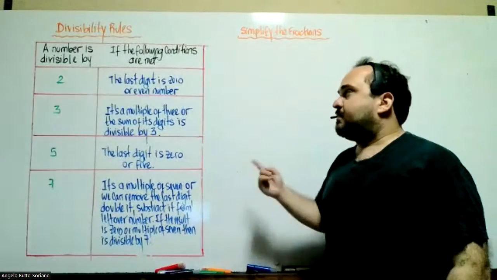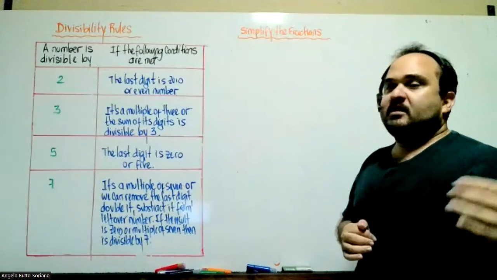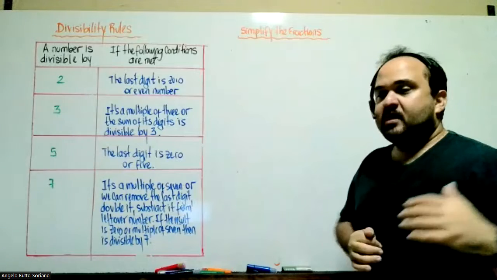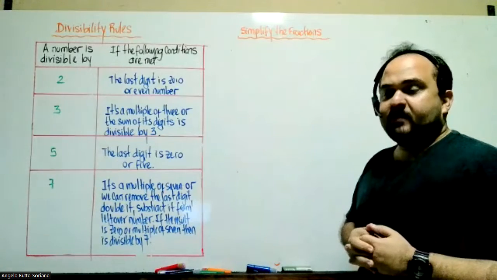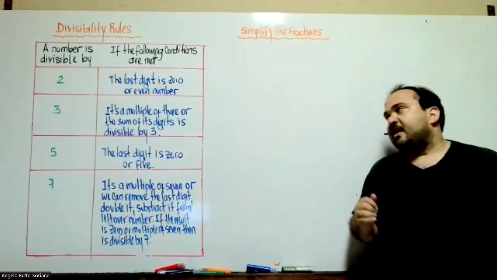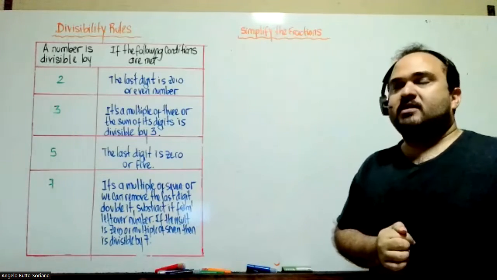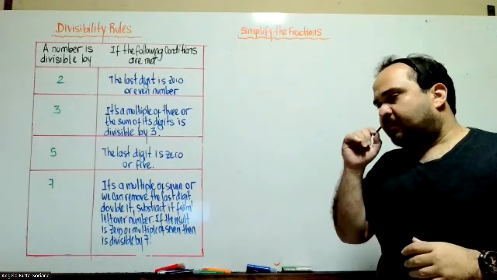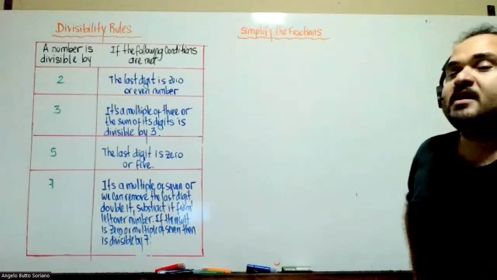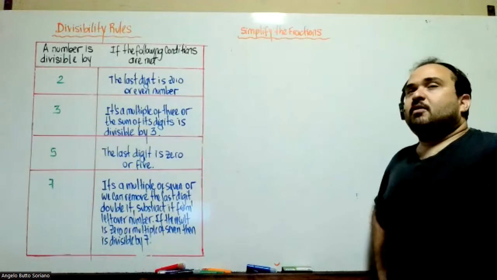Just a little review. Remember, a number can be divided by 2 if and only if it ends in 0 or an even number. A number can be divided by 3 when it's a multiple of 3, or when the addition of its digits gives us a multiple of 3, or divisible by 3. A number can be divided by 5 if and only if it ends in 0 or 5.